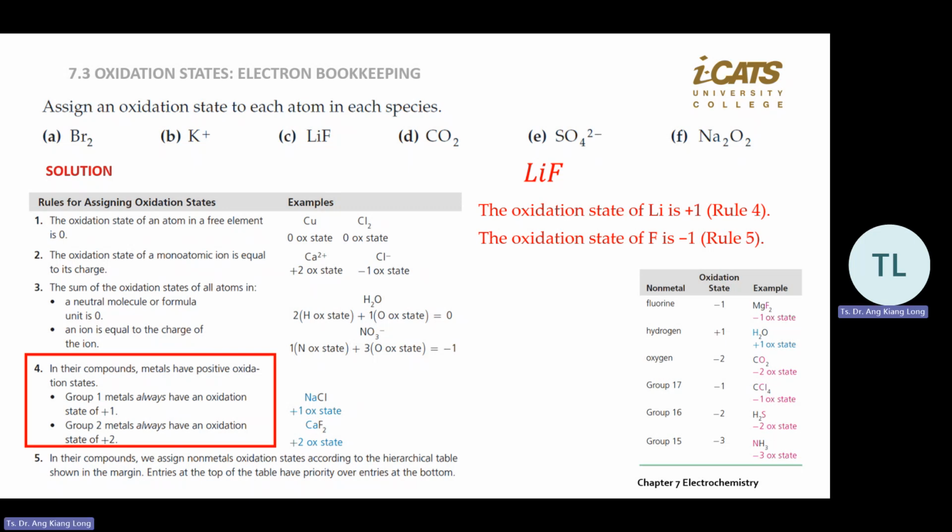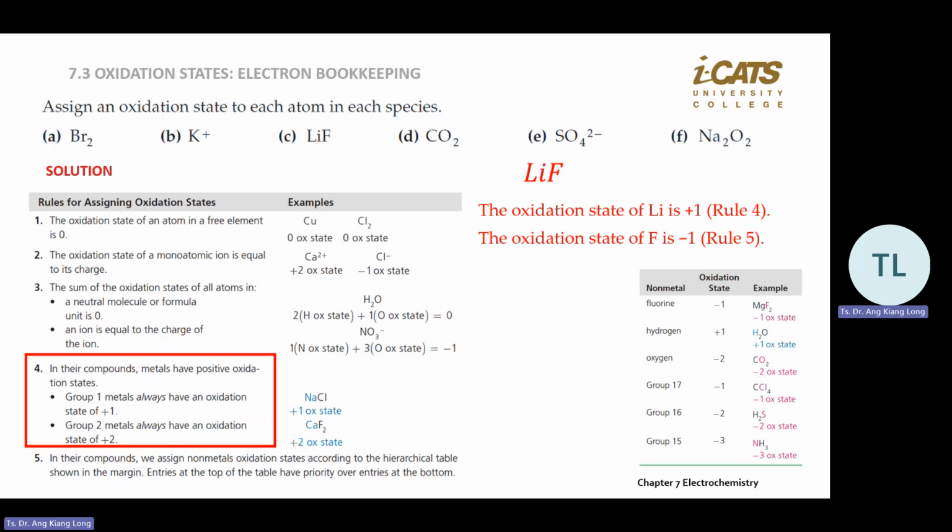It means if you see fluorine, F, in the equation, you straight away give -1. You don't need to think. This one you assume you already know. Hydrogen, if you see hydrogen, straight away give +1. Oxygen, straight away give -2. Group 17. Group 17 means group 7 in the periodic table. You straight away give -1.